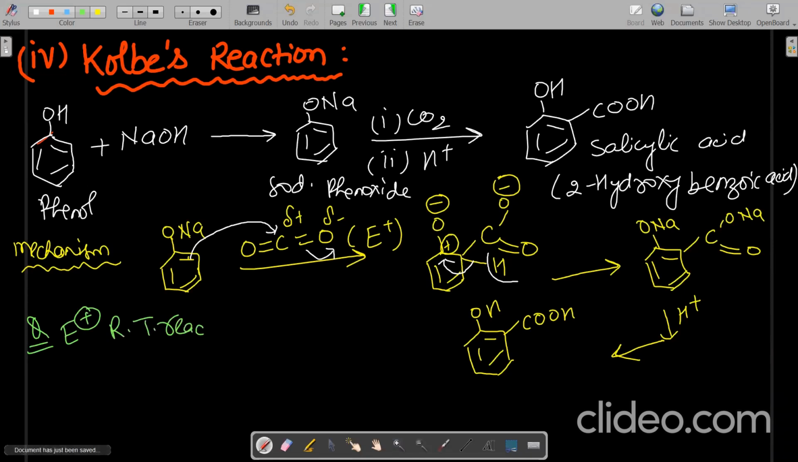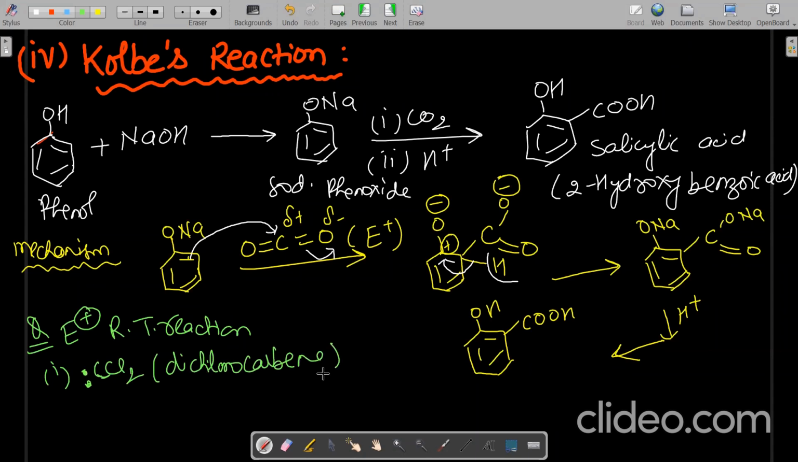Choose from the following which one is the electrophile in the Reimer-Tiemann reaction, okay, and options are given. CCl2 with a lone pair. So whenever you see this lone pair, you think it is not an electrophile, it is a nucleophile, because what do we say a nucleophile is? A nucleophile has a minus charge or is electron rich or has a lone pair. But actually this CCl2, which is called dichlorocarbene, is not electron rich. Electrophile means what? Electron deficient. It is an electron deficient species.